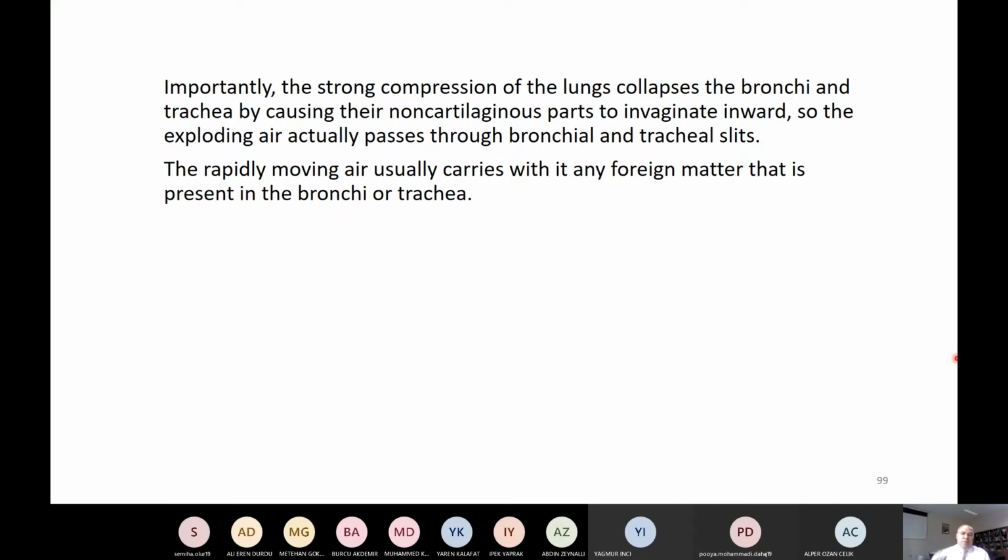So the strong compression of the lungs collapses the bronchi and trachea by causing their non-cartilaginous parts to invaginate inward, so the exploding air actually passes through bronchial and tracheal slits. Rapidly moving air usually carries with it any foreign matter that is present in the bronchi or trachea.